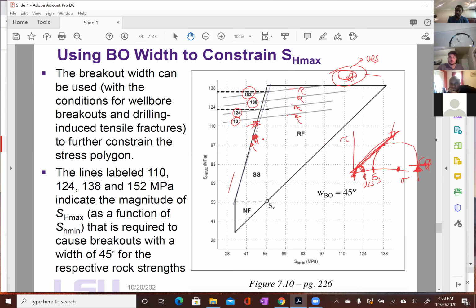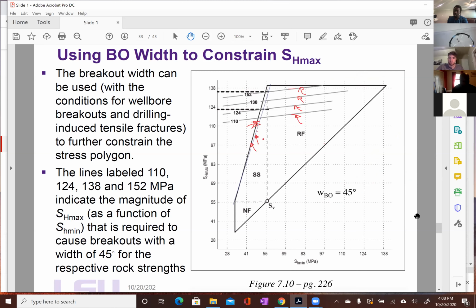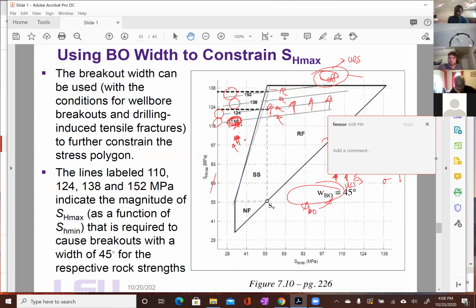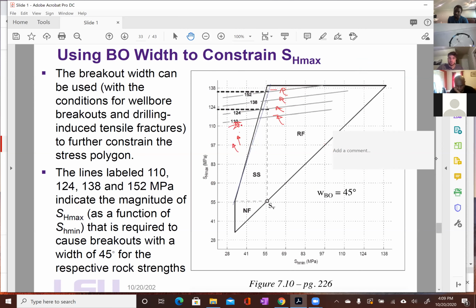And to come up with this line, this was the assumption: the well-bore breakout angle, or phi BO, is 45 degrees. And now if you observe, if the rock strength is 110 and you observe well-bore breakout, then you will be above, just like in the case of drilling-induced tensile fractures. If you don't observe it, then you will be below that line. Is that clear?